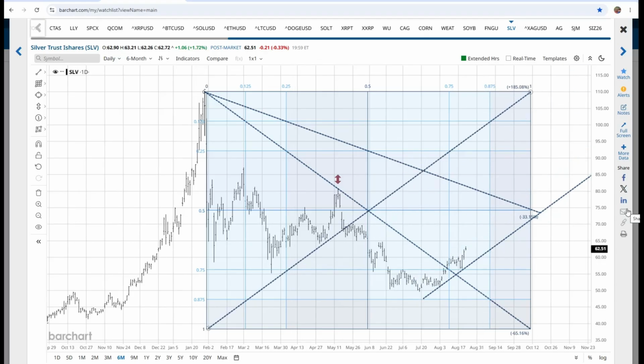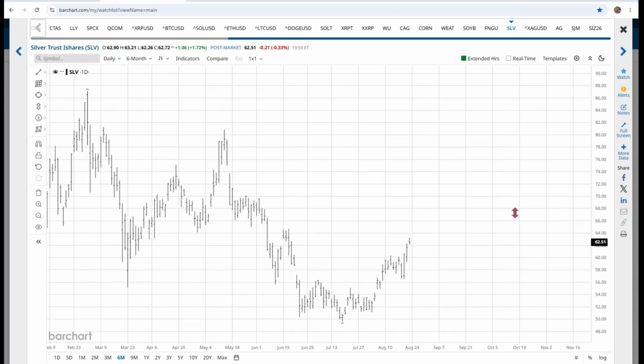Now let's do some possibility work on the bull side. Let me get rid of all this crap. Hang on. Okay, I got it cleared out.